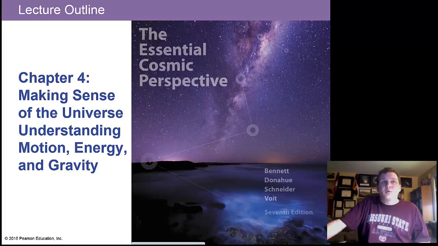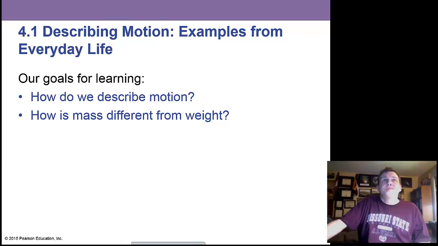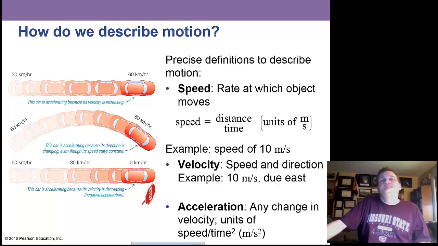This is Chapter 4 in the Essential Cosmic Perspective book, Making Sense of the Universe: Understanding Motion, Energy, and Gravity. We're going to go through this pretty quickly. There's just a few slides I want to talk about here. So we're going to describe motion and examples of motion in everyday life. How do we describe it, and how is mass different than weight?